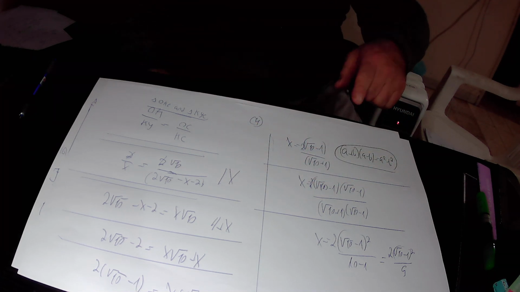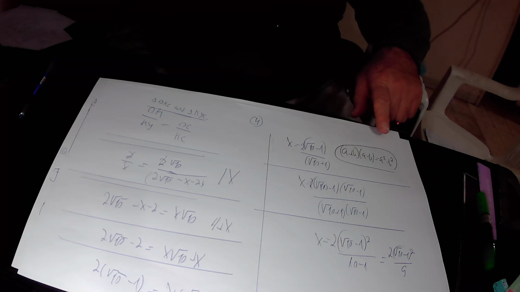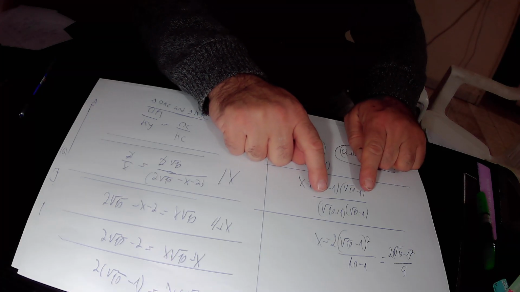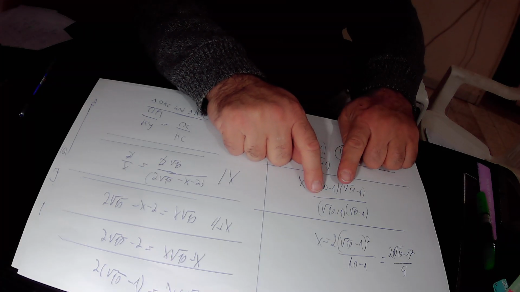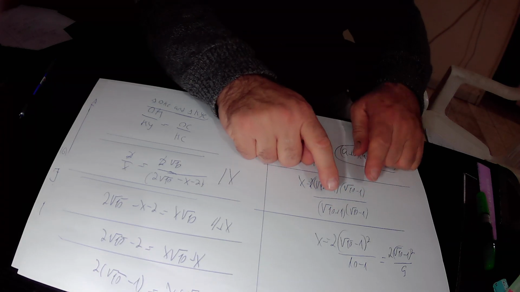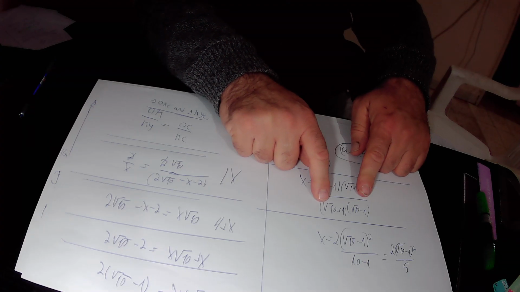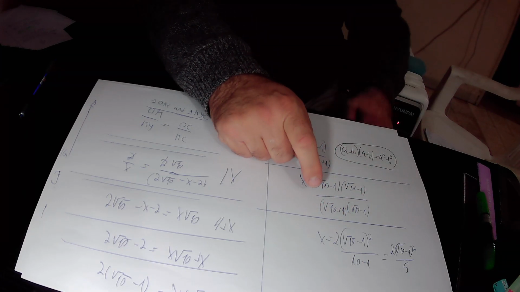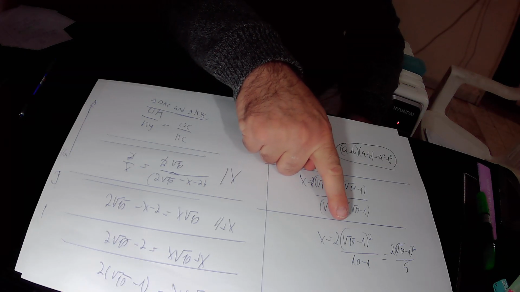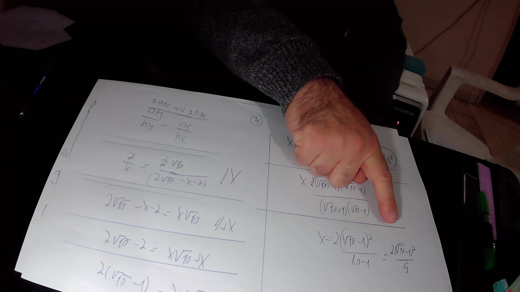According to the algebraic identity that states that a plus b times a minus b equals a squared minus b squared, we get that square root of 10 plus 1 times square root of 10 minus 1 equals the square root of 10 squared, that is 10, minus 1 squared, that is 1. So in total this expression equals 10 minus 1, that is 9. So X equals 2 times square root of 10 minus 1 squared over 9.